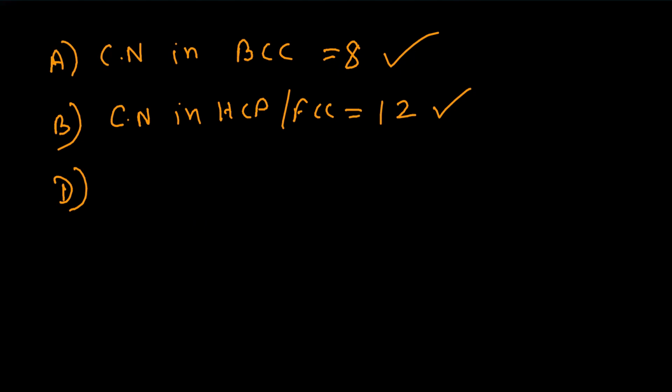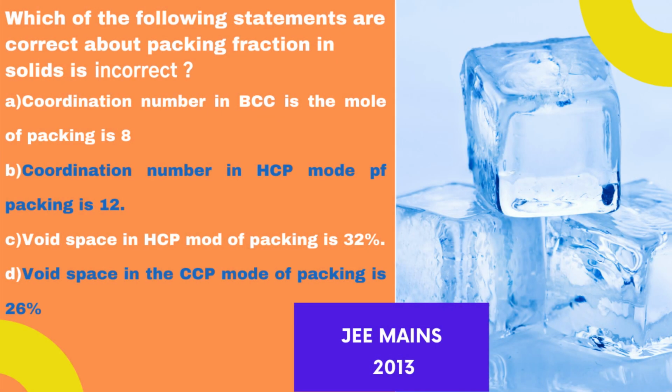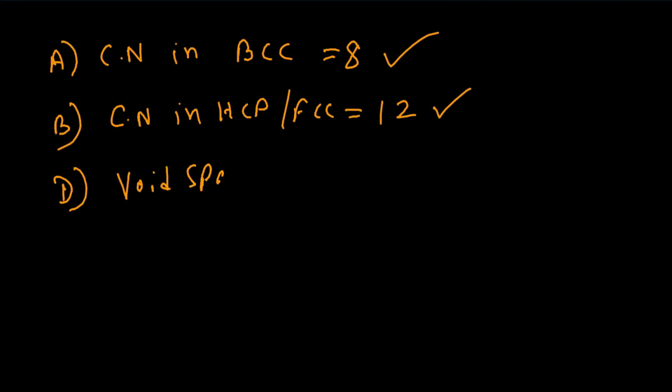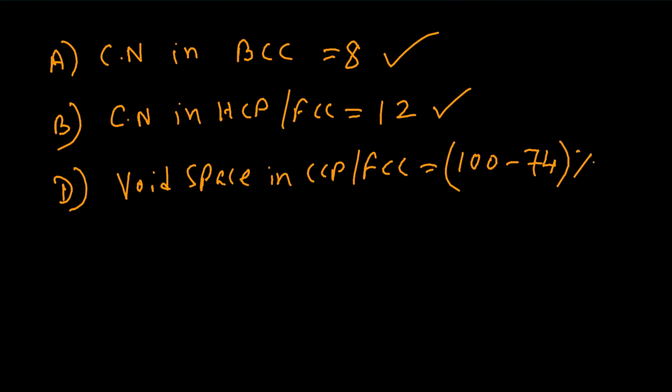Many students confuse this. Option D, let us first see option D. Void space in CCP mode of packing is 26%. So you have to find the void space in CCP. CCP, HCP and FCC all are same. So void space, we know the packing fraction in FCC is 74. So how to find the percentage of void space? 100 minus 74%, that is equal to 26%. So this option is also correct.